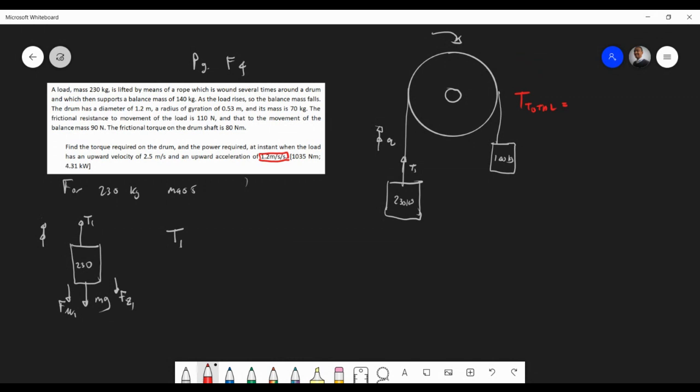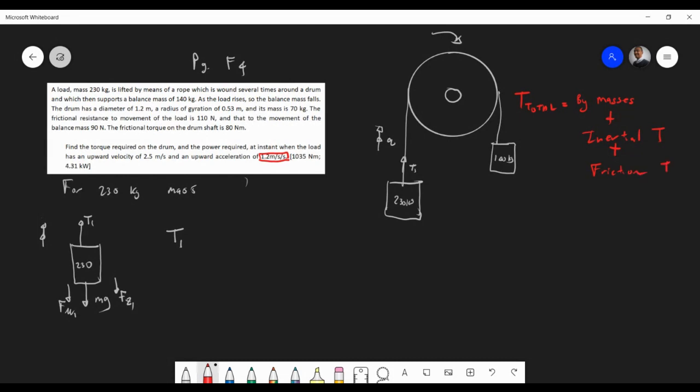It's going to be the torque produced by the 230 kilogram mass, by the 140 kilogram balance mass, and we're going to get a torque difference here. So I'll just say by the masses, plus the inertial torque. Just write it like this. Plus the frictional torque.